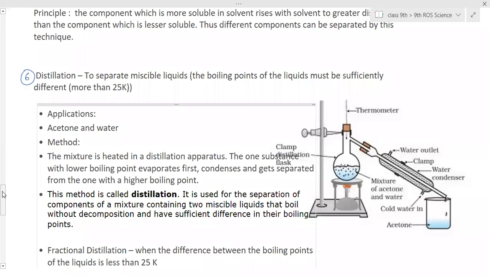I'm talking about salt and water. If done by evaporation, we cannot store the water; we get back only the salt. The water evaporates out into the air and we are not able to collect it. But if the salt and water mixture is separated by distillation, the salt is left behind in the round bottom flask and the water moves out and is collected in this container. This way we can collect both the water and the salt.